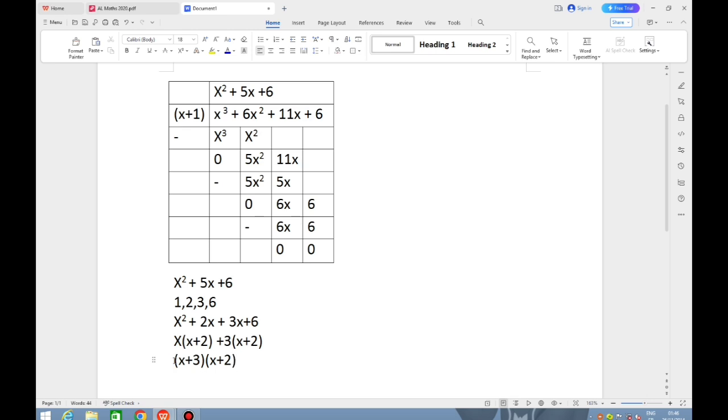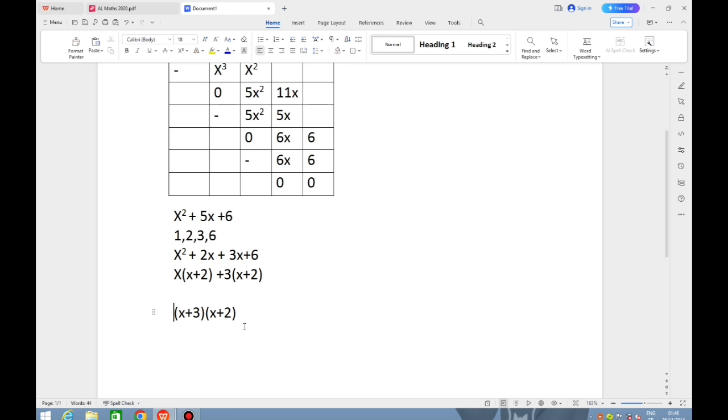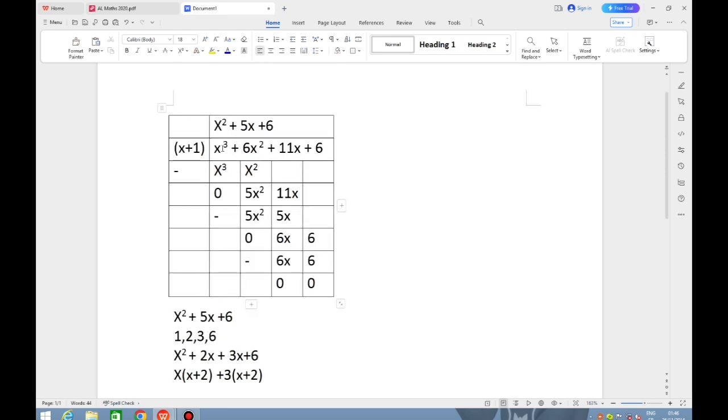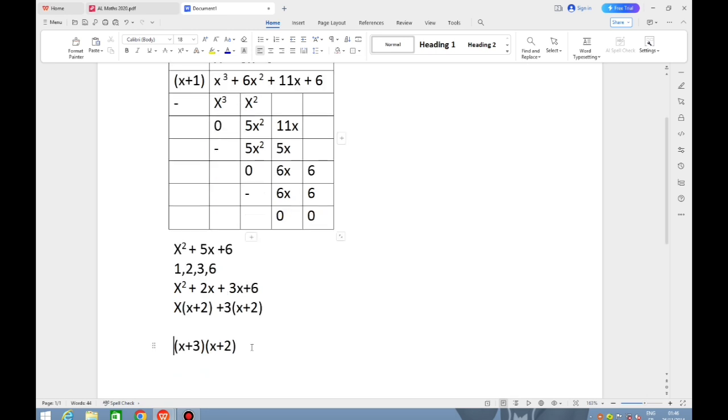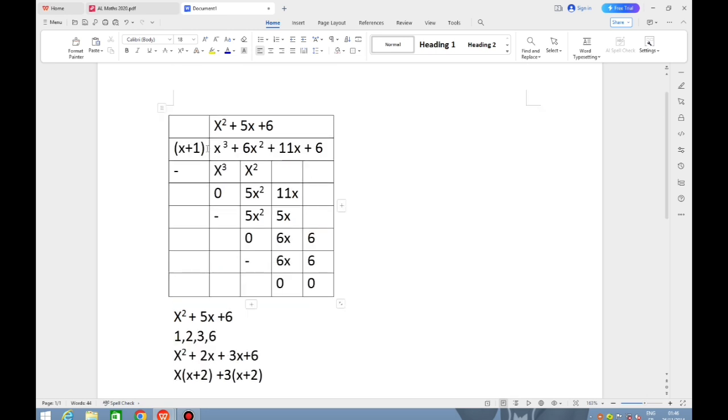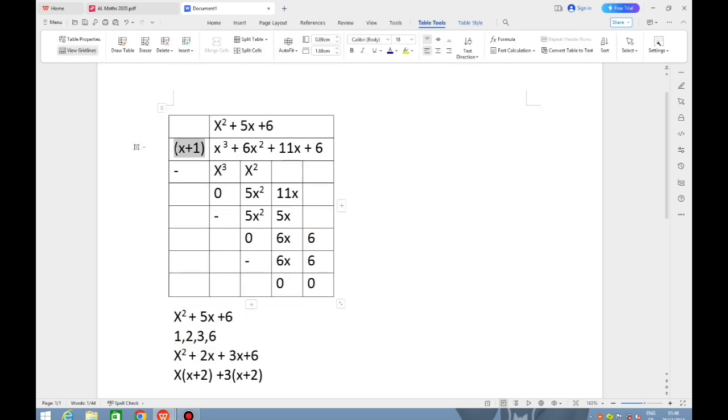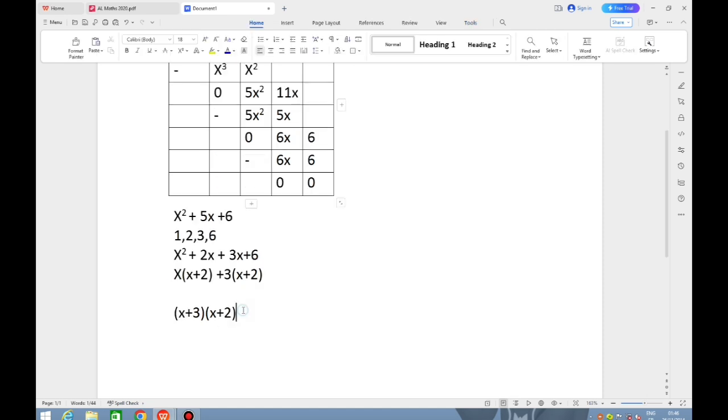And to end, the question says factorize f of x completely, which is this polynomial of degree 3. To factorize this polynomial completely, you simply need to multiply this factorized quadratic by the first factor of f of x, which we used to divide f of x to get the quadratic. So if you put this times x plus 1, you have factorized f of x completely, and that is the answer to the first question.